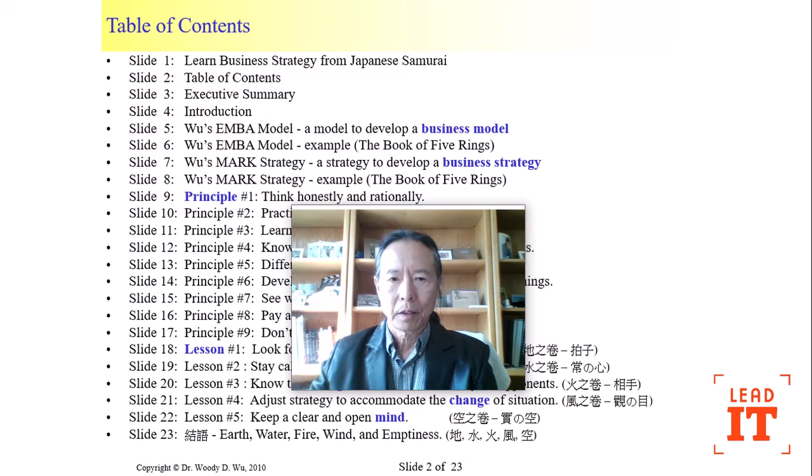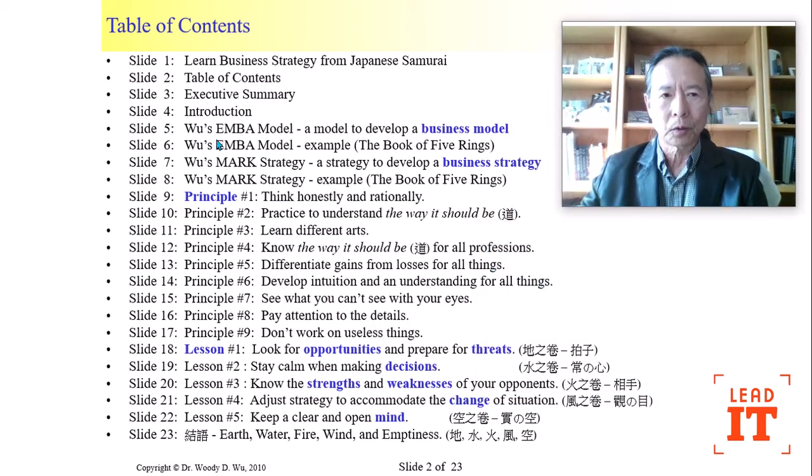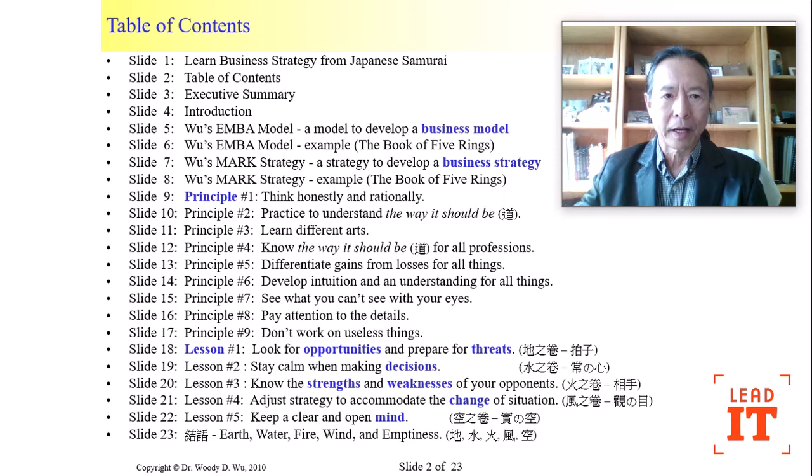Table of contents. In this presentation, Dr. Woody Wu will show his two models. One is Wu's EMBA model, the other one is Wu's MARC strategy. He will also show the nine principles he learned from the Book of Five Rings, as well as the five lessons he learned from the Book of Five Rings. He's going to conclude this presentation with five haikus he wrote reflecting his understanding of Miyamoto Musashi's The Book of Five Rings.